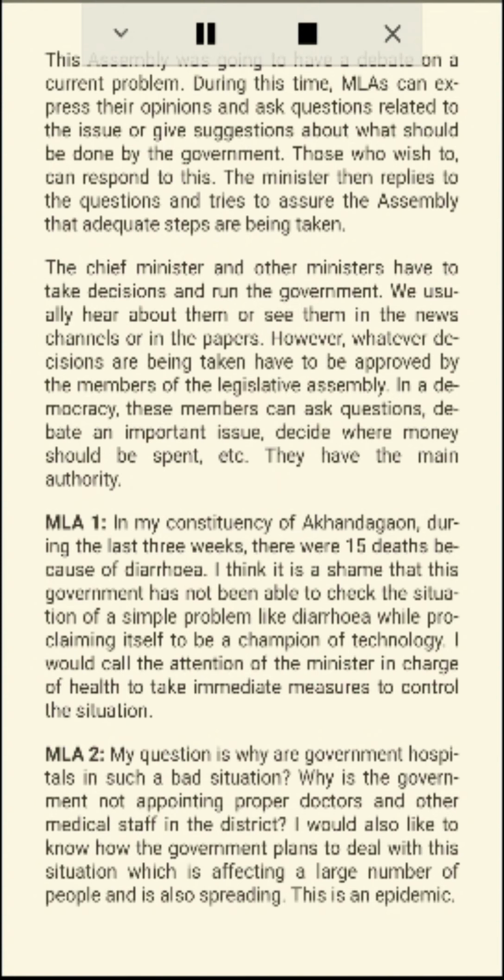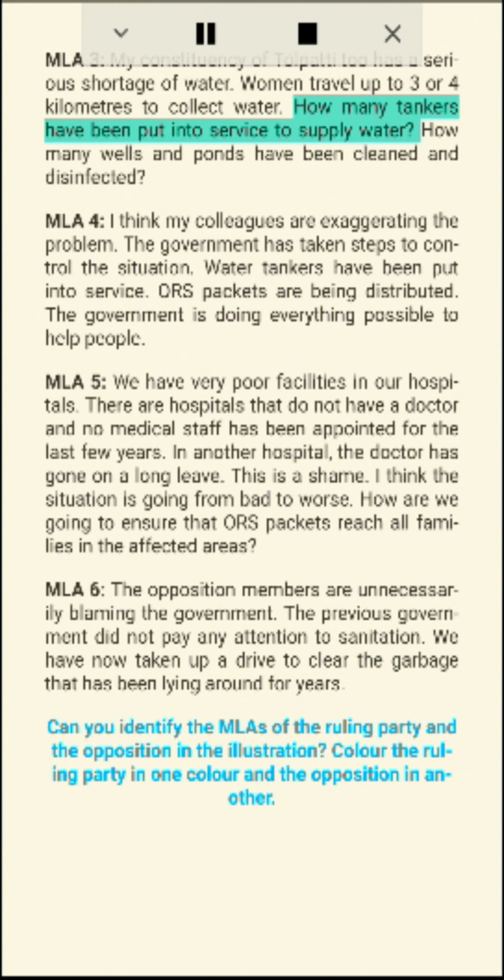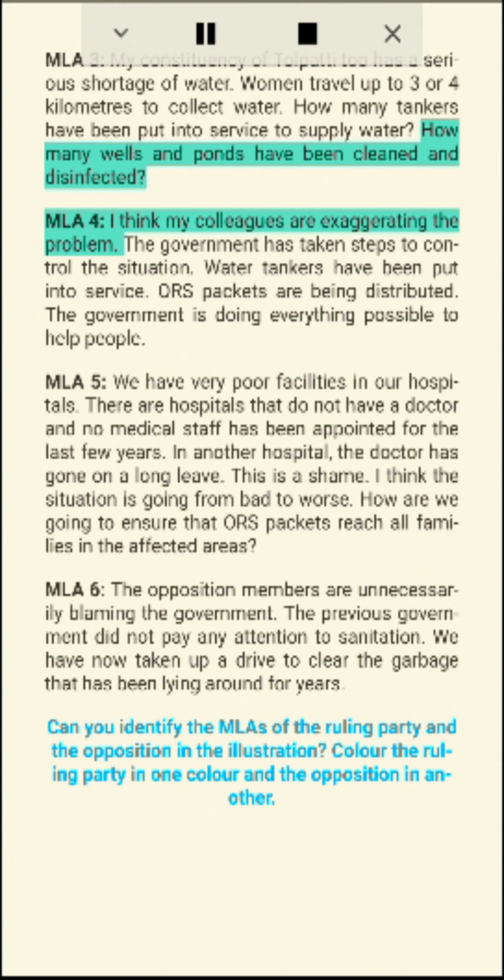MLA 3: My constituency of Tulpati 2 has a serious shortage of water. Women travel up to 3 or 4 kilometers to collect water. How many tankers have been put into service to supply water? How many wells and ponds have been cleaned and disinfected?